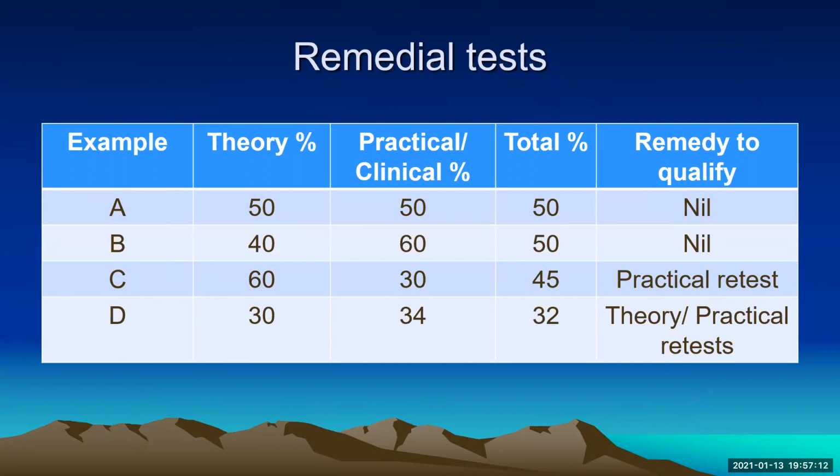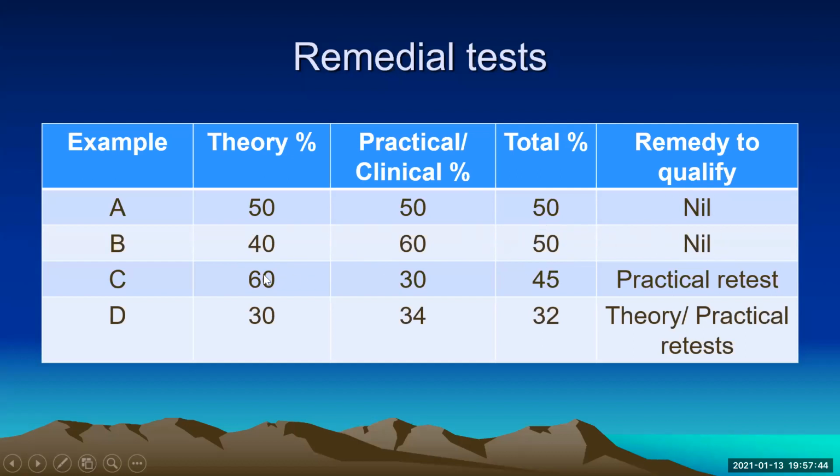Suppose a student gets 50% marks in theory internal assessment and 50% in clinical, total is also 50, so no need of any remedial measures. If the student is getting 40% in theory, 60% in practical, but total is 50, again there is no need, because remedial measures are to be applied when the child gets less than 50 aggregate or less than 40 in any particular thing, theory or practical. So in both these cases, there will be no need of remedial measures.